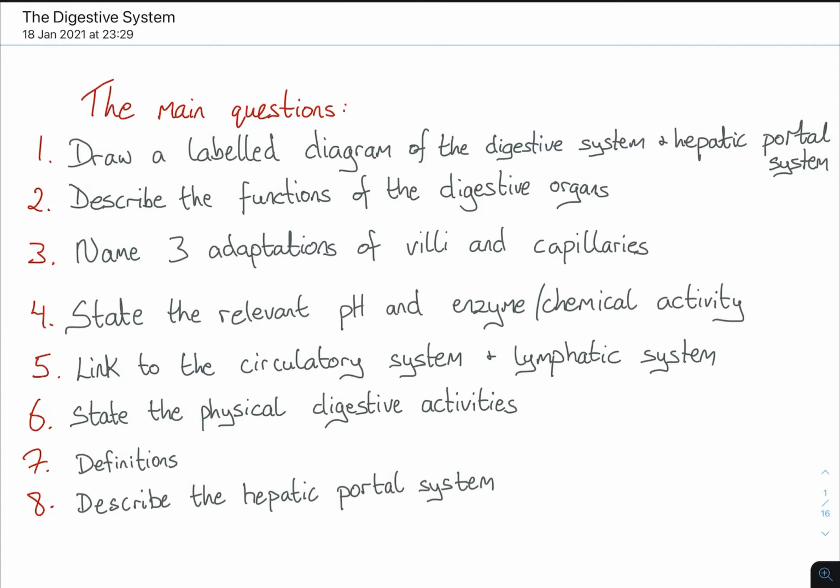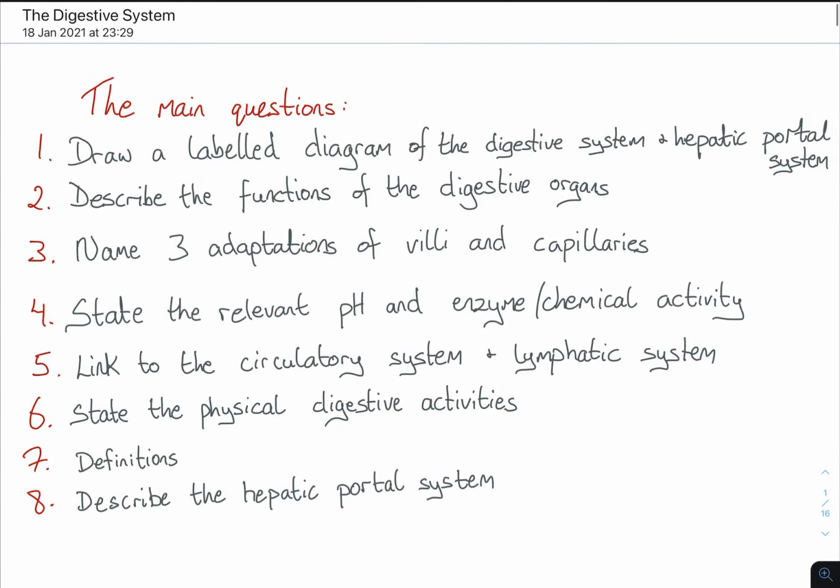You should be able to describe the functions of the digestive organs, the adaptations of the villi, the capillaries, and so forth. All the different pHs. Okay, there aren't that many different ones, and enzyme activity. You should be able to link it to the circulatory system and lymphatic system. Now that's really important because this has come up multiple times in which both chapters have been linked to this, and it kind of makes sense why that would be the case if you've done your study already.